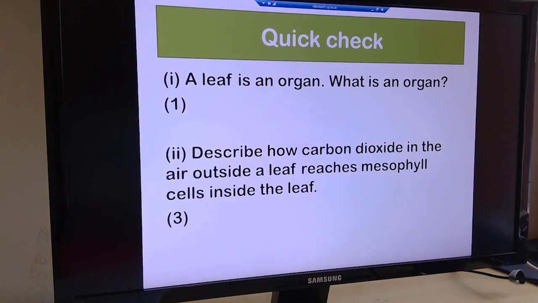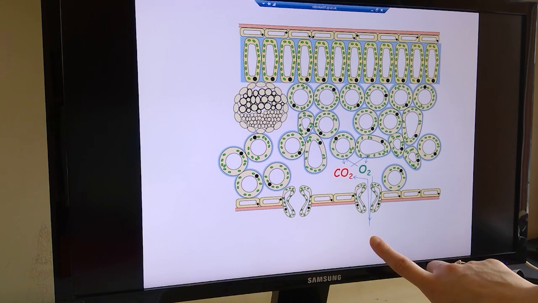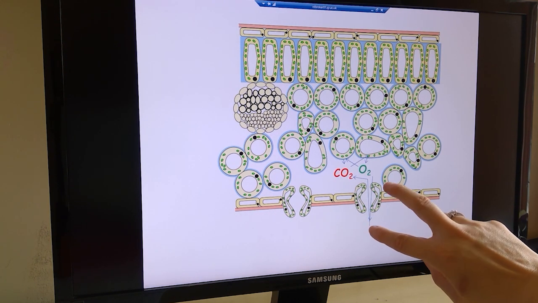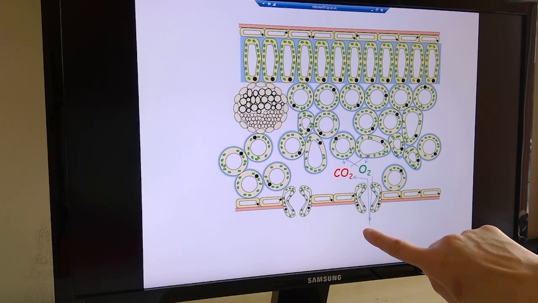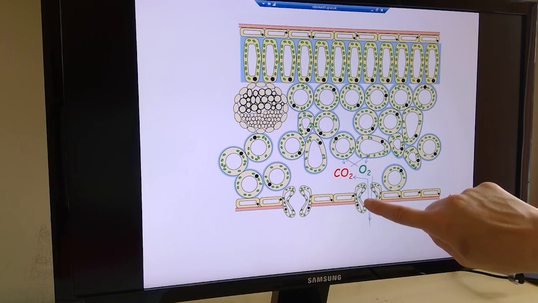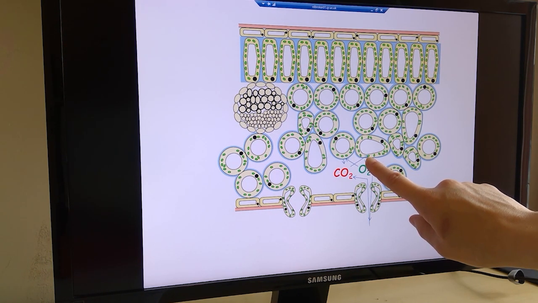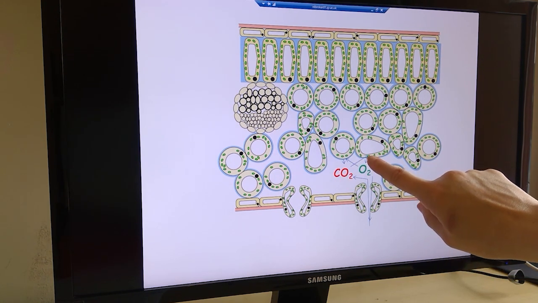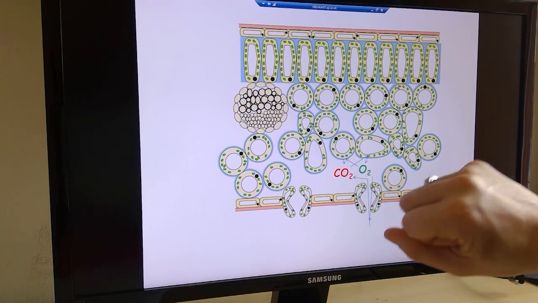Second question. Describe how carbon dioxide in the air outside a leaf reaches the mesophyll inside the leaf. Okay, so it's 3 marks. So it's outside of the leaf. Describe how it gets into this mesophyll cell here. So it's going to move through the stomata into the leaf. So one of the mark points is the name, the pore. Why is it moving in? Well, it's diffusing simply down a concentration gradient, and what's producing the concentration gradient is the mesophyll cell is using the carbon dioxide in photosynthesis. So it's using the carbon dioxide in photosynthesis, therefore it's got a low concentration, lower than the air space, so carbon dioxide moves in. That lowers the carbon dioxide concentration in the air space below atmospheric concentration, and so carbon dioxide diffuses in through the open stomata.